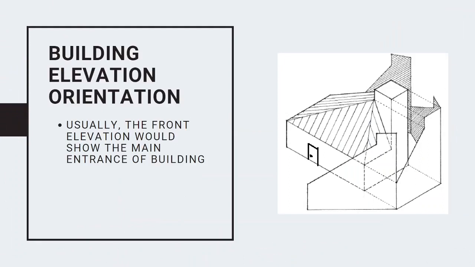Moving on sa atong building elevation orientation. So usually the front elevation would show the main entrance of the building. So of course main entrance, naa jud ang frontage ana, naa jud ang atong door ana, and it would mean nga mao na atong front elevation, di ba? So makita nato ang door niya.